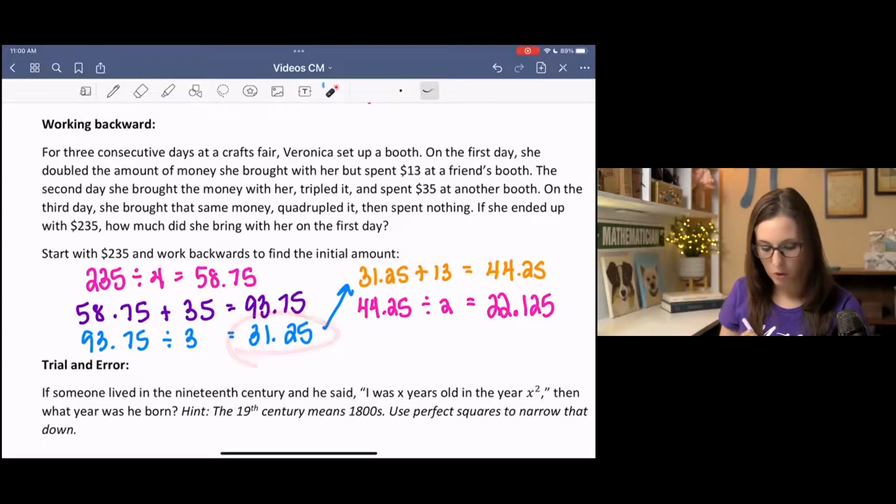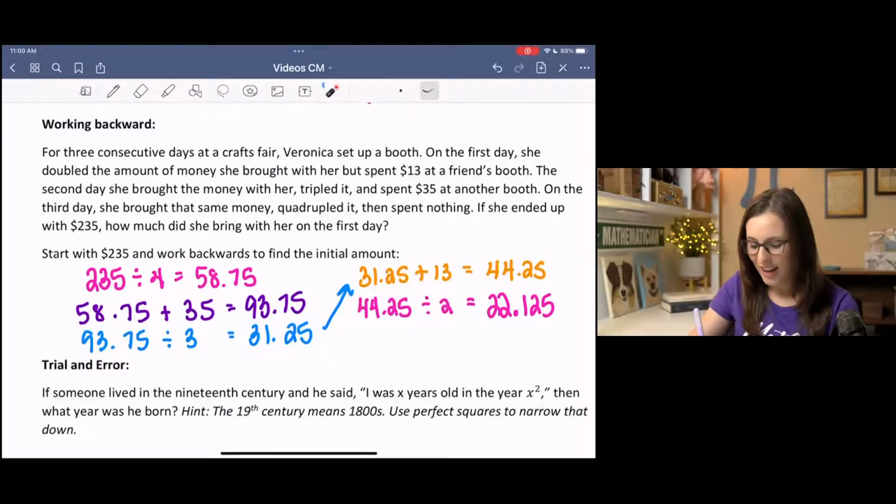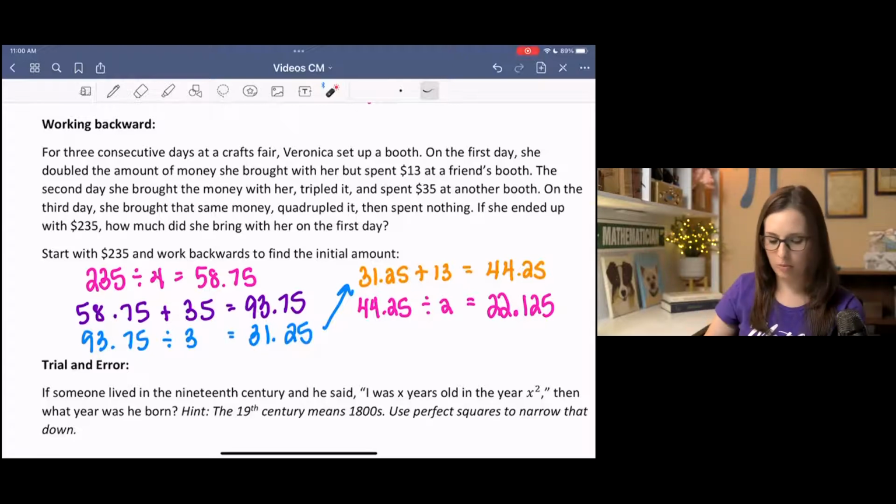She had 31.25. She had spent 13, so we have to add 13 to back it up even further, which was a doubled amount, so we divide by 2 to back up even further. And that's how we end up with her initial amount of $22 and about 13 cents. Again, kind of a weird amount, but go with it.